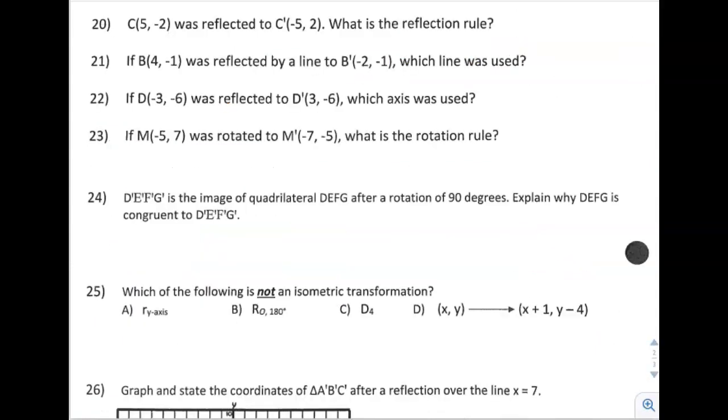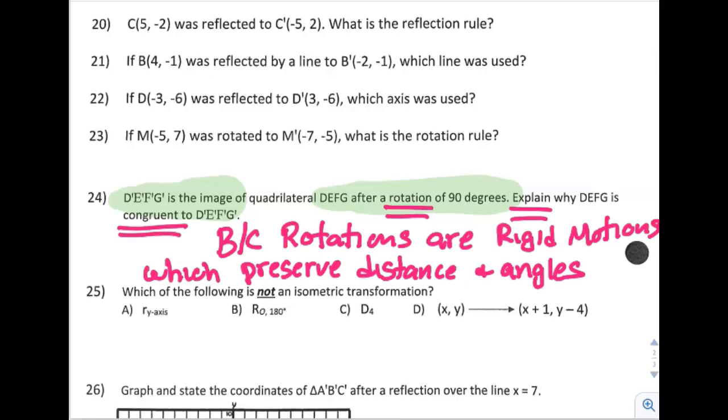Number 24, you have to get used to this saying. It says that something is the image after rotating. Explain why it's congruent. It's congruent because a rotation, which it told us it was, is a rigid motion, and rigid motions preserve distance and angles. So if it's asking you why it's congruent after something's been rotated, reflected, or translated, you say it's because all of those things are rigid motions and those things preserve distance and angles.